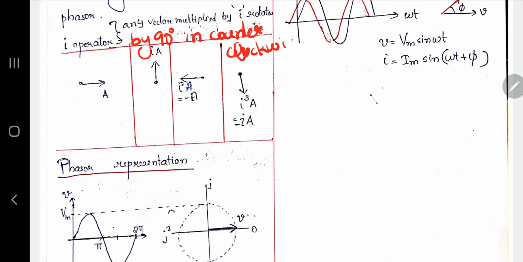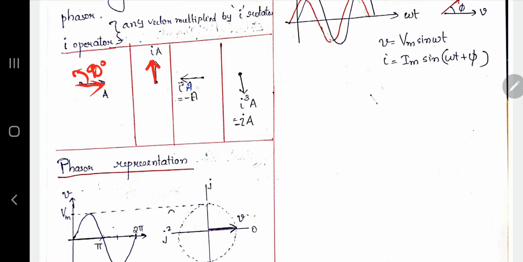So if we are multiplying any AC quantity, any vector quantity by I, for example, I have shown an example. If A is a quantity, this is the vector. If I am multiplying A with an I operator, what happens? It rotates by 90 degrees in the counterclockwise direction. So what is the new form? IA will be taking this form.